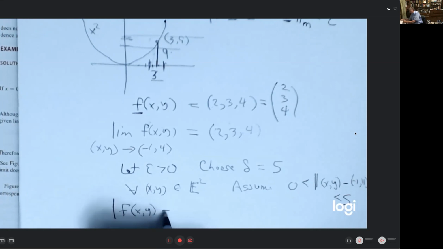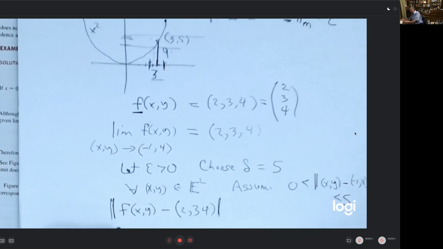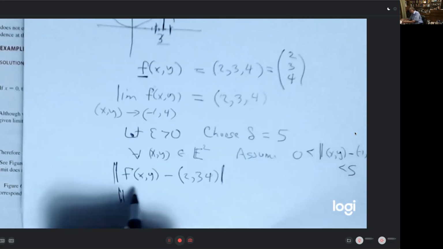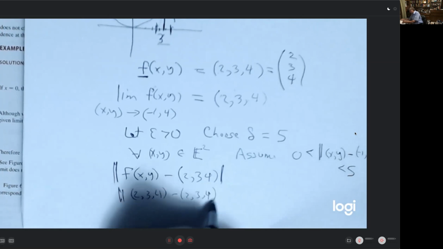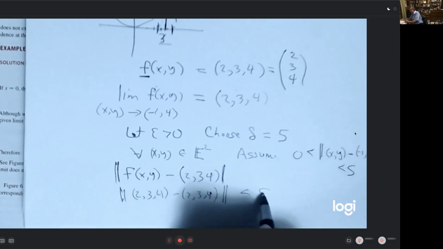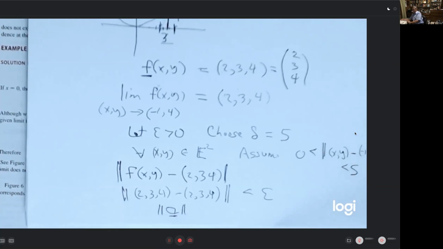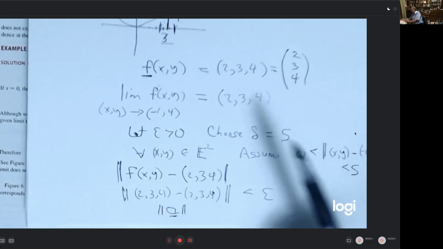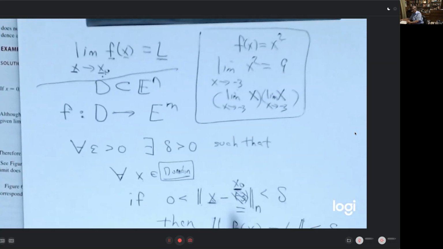And what is the limit? The limit we said was just 2, 3, 4. But what is f of xy? F of xy is 2, 3, 4 because it's always 2, 3, 4. So what do I have to prove to show you it's true? I have to prove that this difference is less than epsilon. But this distance happens to be 0. And 0 is less than epsilon. So the point is, I found a delta that when I stick this stuff in the if, then, and all that, it actually worked. Okay?